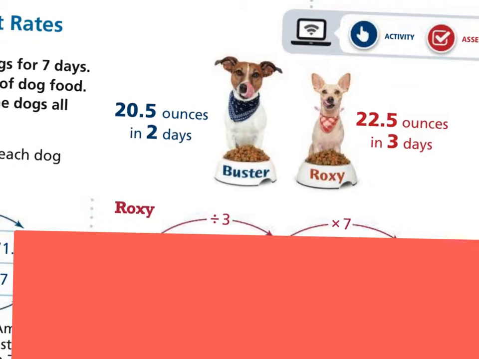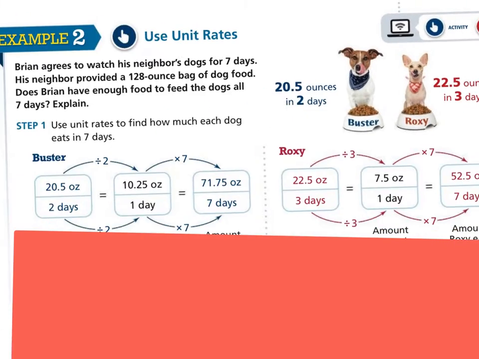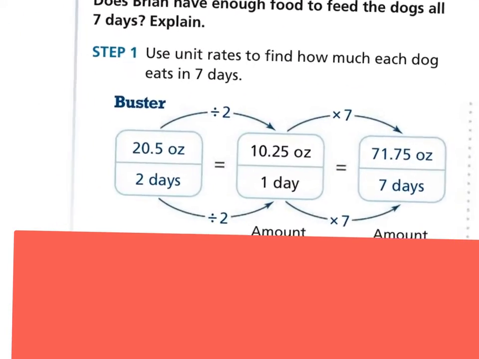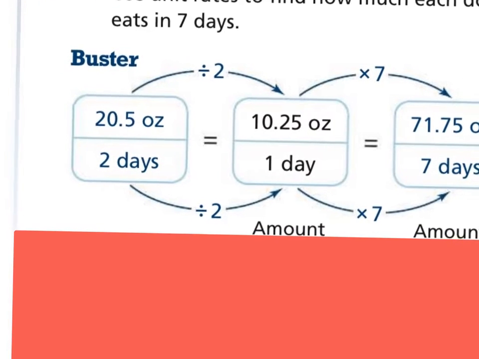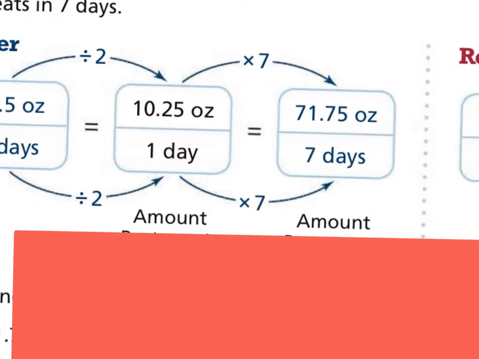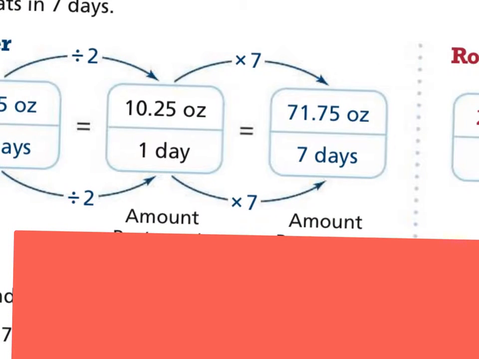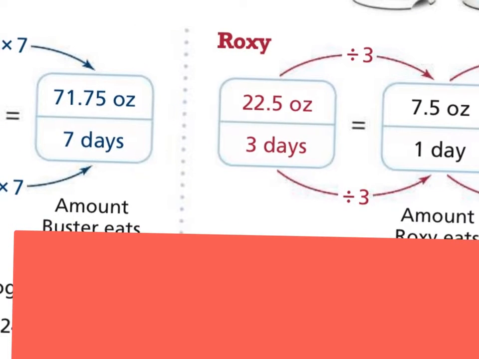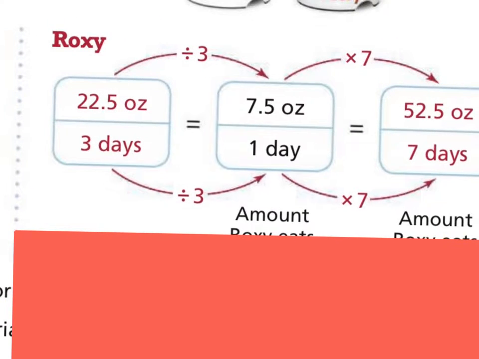Of course, they're not going to tell us just how much they eat per day because that'd be too easy. So what we could do is what the book did. They said, okay, that's for 2 days. Let's see how much Buster eats in 1 day. So they divided by 2. They got 10.25 ounces for 1 day. And then they said for 7 days, it'd be 7 times that amount. So 71.75 ounces.